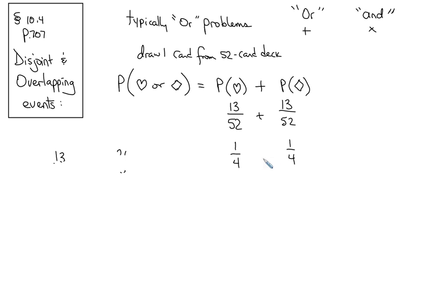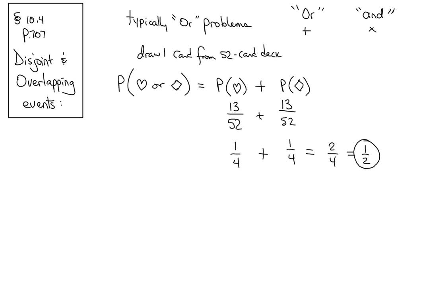Okay, so now this is 1/4 plus 1/4, which adds up to what? What is it? Yeah, 2 over 4, which is 1 over 2. Does that make sense that the probability of getting a heart or a diamond is 1/2? Why does that make sense? It's half the deck, right? Half the cards are either hearts or diamonds, right? The other half are clubs or spades. So it makes sense if we stop and think about it, but this is how you calculate it.